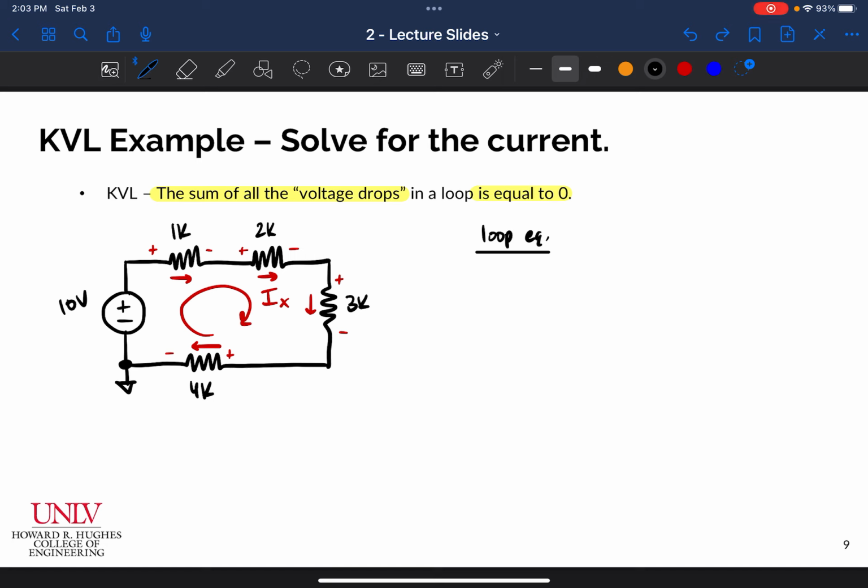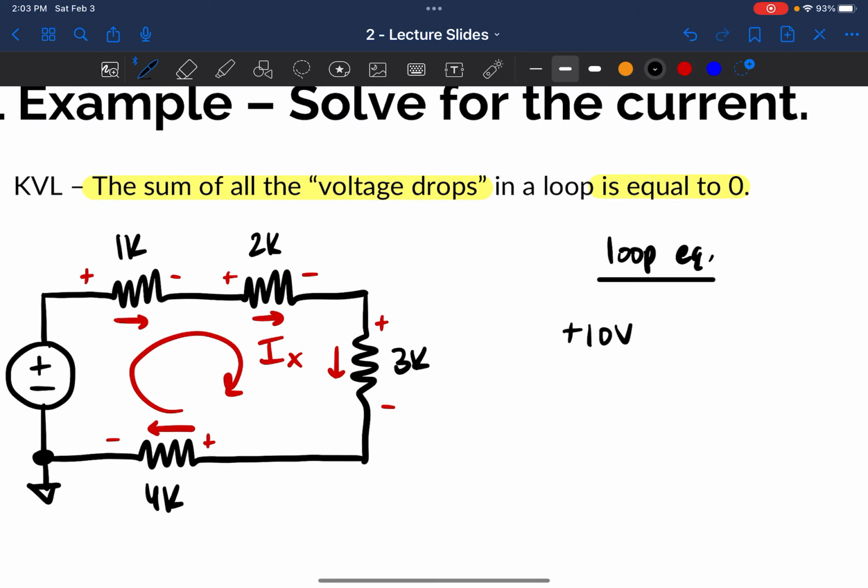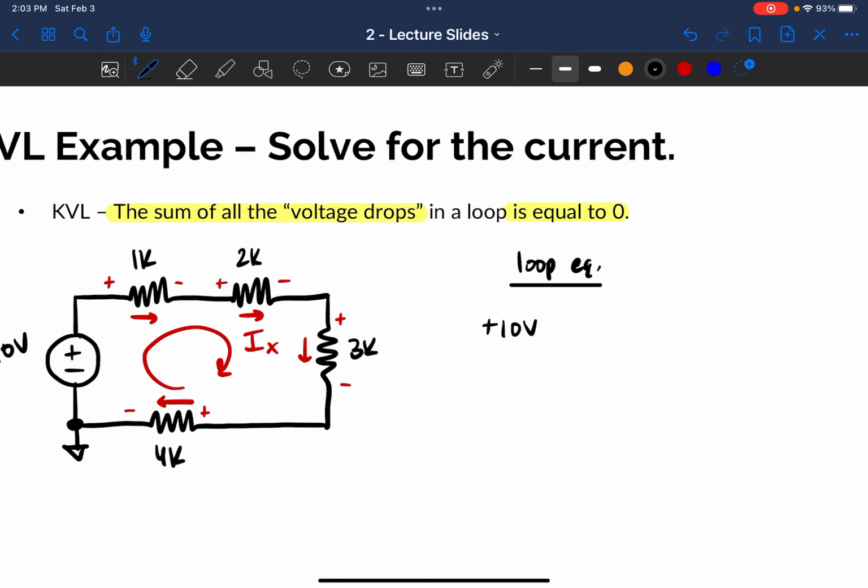So let's go ahead and start. I always like to start with my battery because it makes the most sense to me. When I go across my battery, I go from 0 volts and raise up by 10 volts, so I'm going to write plus 10 volts. When I get to my first resistor, I'm going across it from plus to minus, which means I'm dropping voltage. So I write minus, and that voltage drop is equal to IX, my current, times the resistance of that resistor, which is 1K.